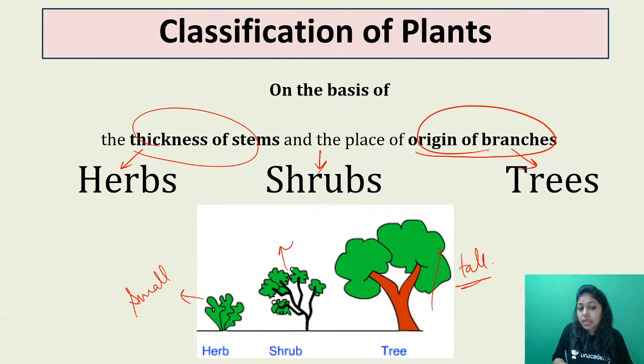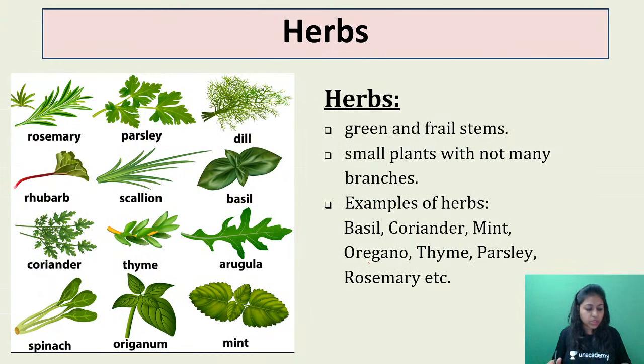Then next is the thickness also. Here they have very little thickness, or are very thin. Here they are thicker than these herbs. And then trees have very thick stems. Okay, and where do the branches originate from? Do they originate from the base only, or do they originate after reaching a certain height? On that basis, we are going to classify plants. So let's do that. Let's learn more about it.